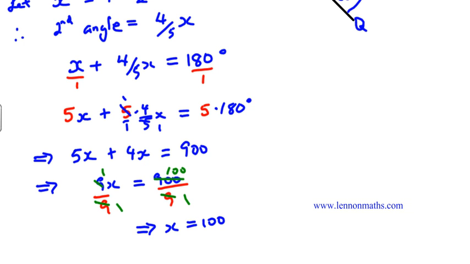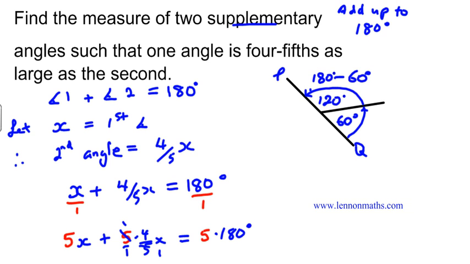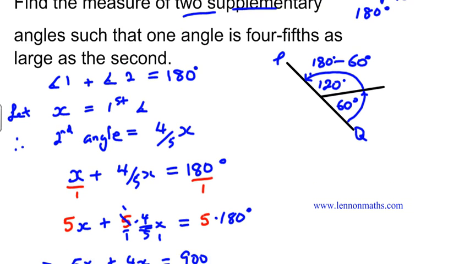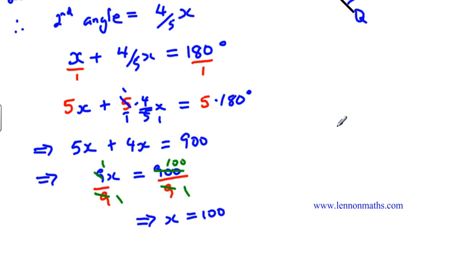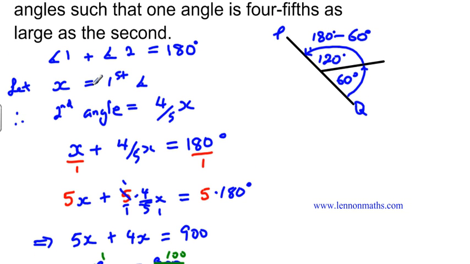But was that what I was supposed to solve? Was that the answer I'm looking for? Well, let's go back to the original. Find the measure of two supplementary angles such that one angle is 4/5 as large as the second. I want to find how large those angles are. What I noticed so far is that x is the first angle. We let x equal the first angle. We found x to be 100.